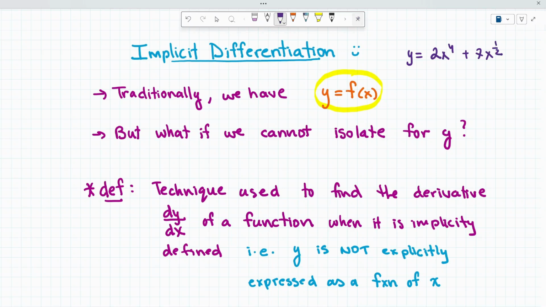We might have y equals 129x to the power of 100 minus 1 over x squared. We can all solve this the normal way. And why? It's because we have, no pun intended, y isolated from the rest of our function, so that we can simply differentiate y with respect to x, because y equals f of x.